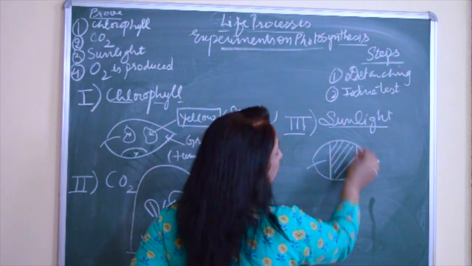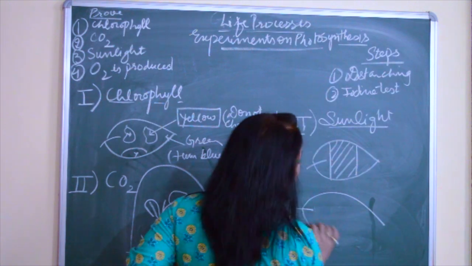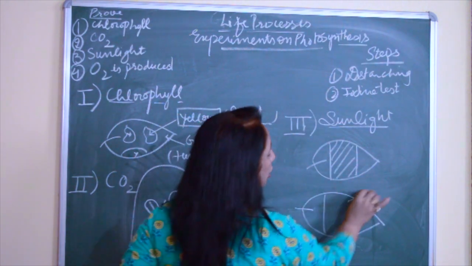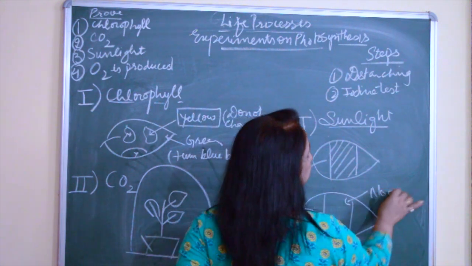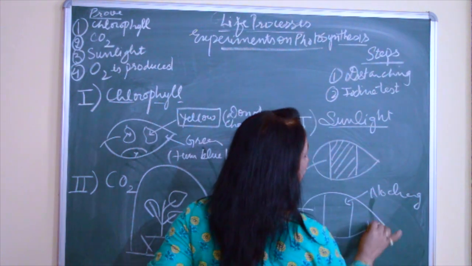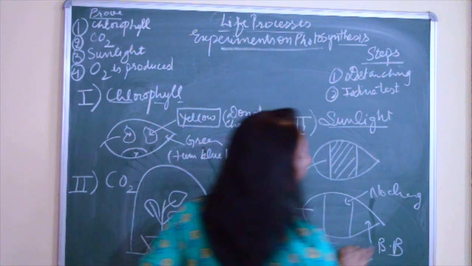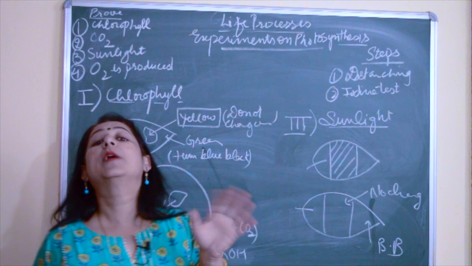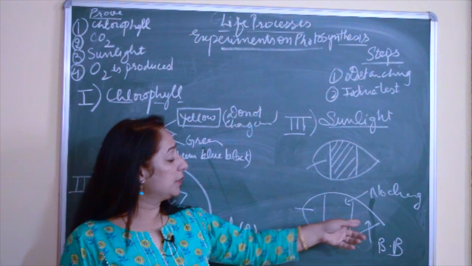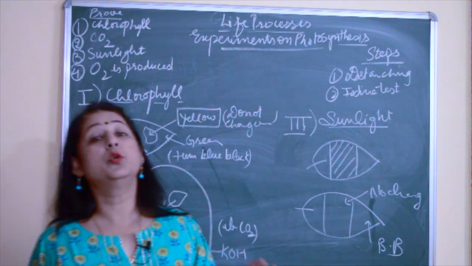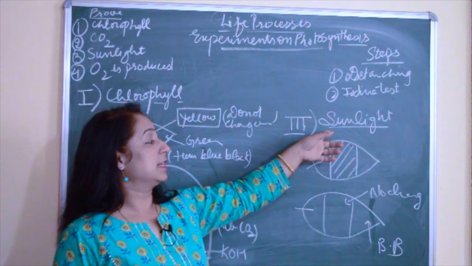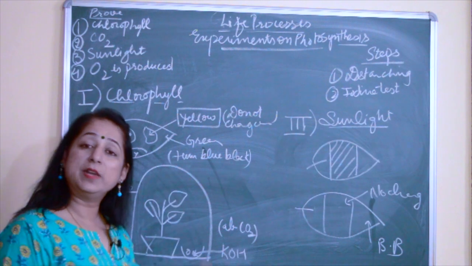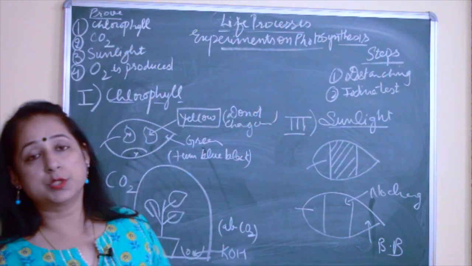What do we observe? That the part which was covered with paper, it shows no change, and the part which was exposed turns blue black, which shows that the part which did not get sunlight did not show any change in color, whereas the other part of the plant, it has turned blue black. So this proves that sunlight is very important for the process of photosynthesis. So these are the three experiments from photosynthesis from your book.